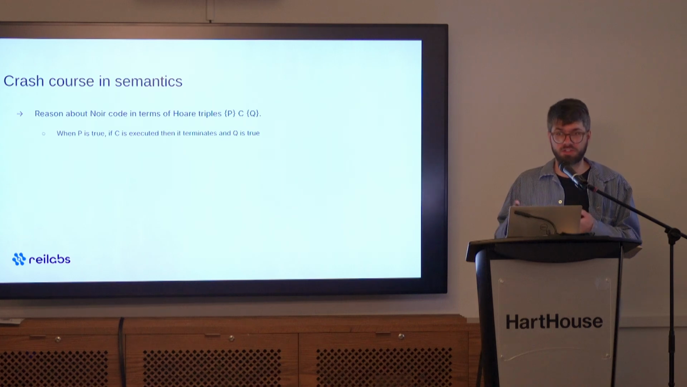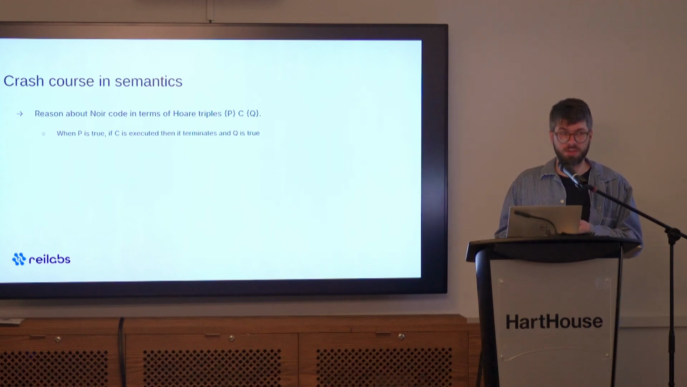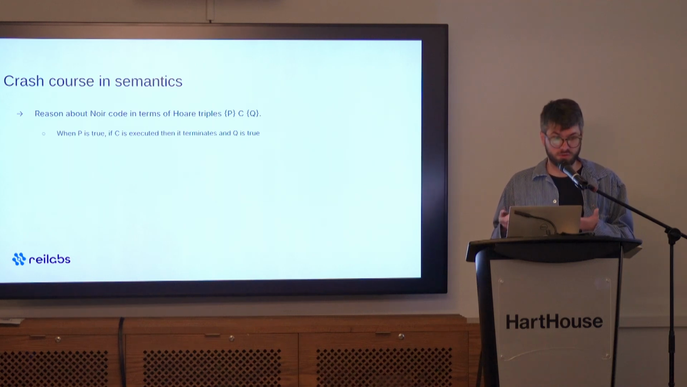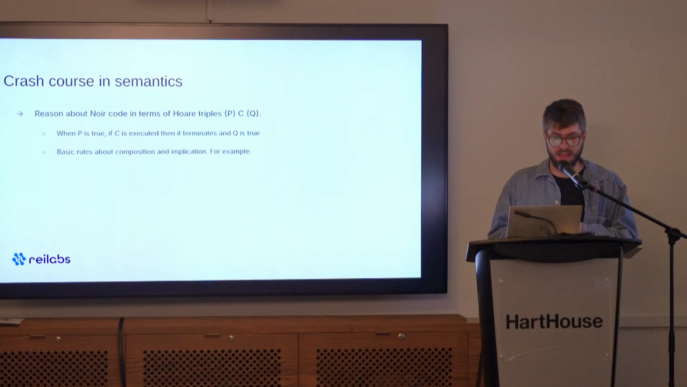The C in the middle is actually the code that's executed. So when you see a Hoare triple like this, P, C, Q, you want to read this as saying, when P is true, if C is executed, then it will terminate, and Q is true. We call P the precondition and Q the postcondition, and C is the code that's being executed. So a Hoare triple is a way that we can encode the semantics of a particular code block for Noir.